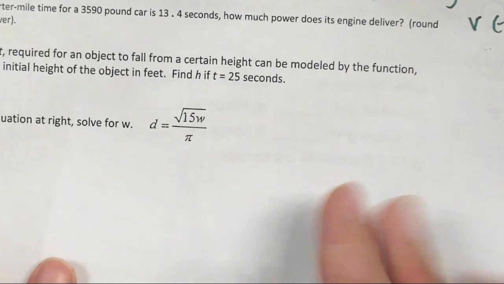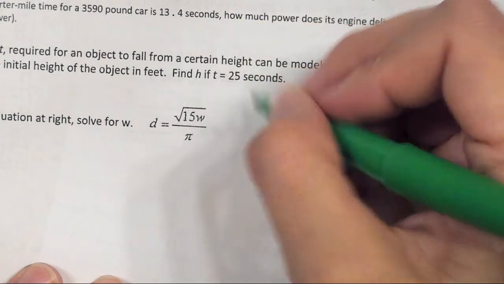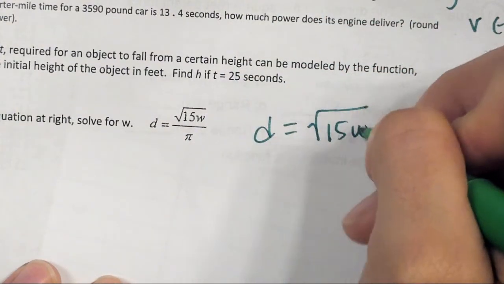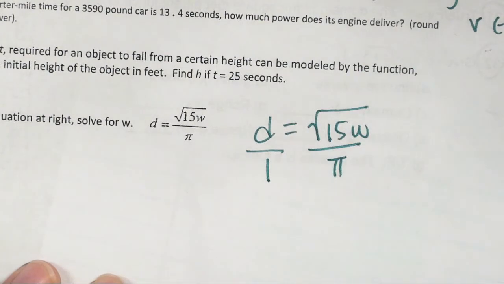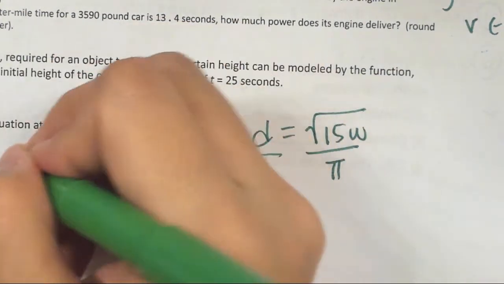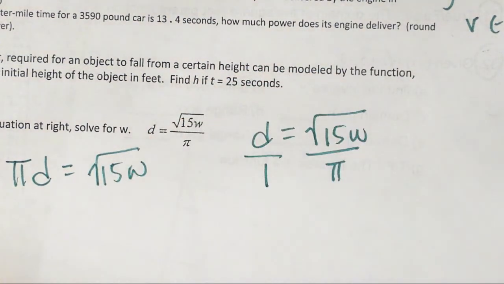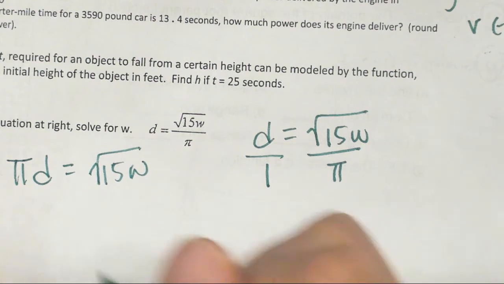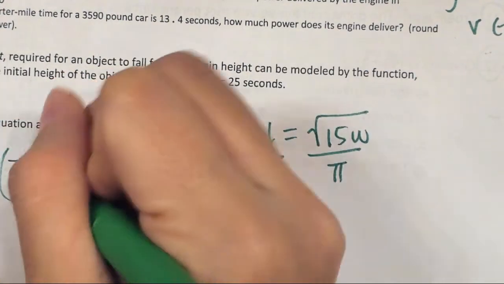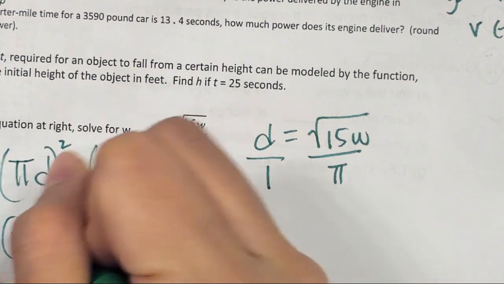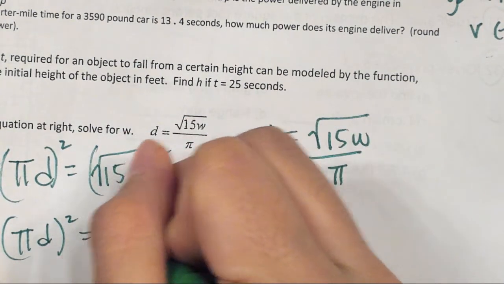All right, last one, number 17. It says, given this diameter equation, solve for W. I'm going to do this one on the actual review. So they want us to solve for W. So I'm going to make fraction equal fraction. Cross multiply, so pi d equals the square root of 15w. Now they didn't give us anything to plug in, they just want us to get w by itself. So to get rid of the square root, I'm going to square both sides. So pi d squared equals 15w.